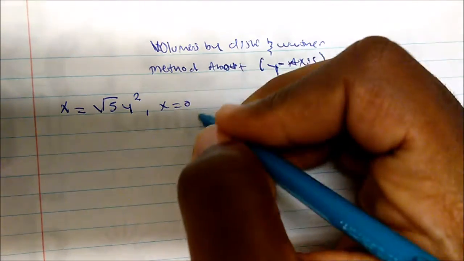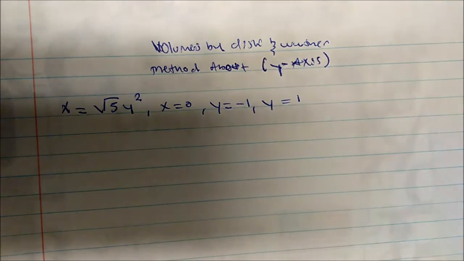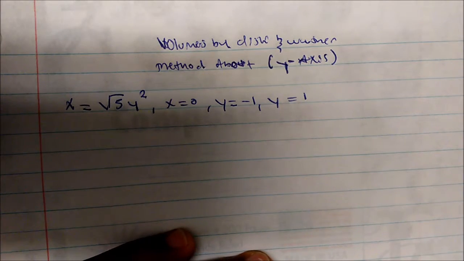So what if you want to find the volume of the regions where x is equal to the square root of 5 y squared, x is equal to 0, y is equal to -1, and y is equal to 1? Okay, how do we revolve this around the y-axis?